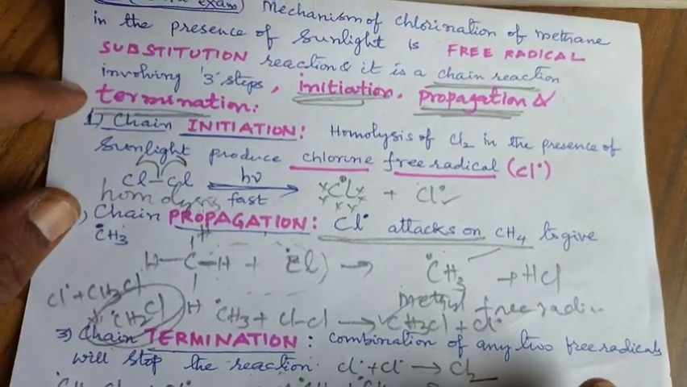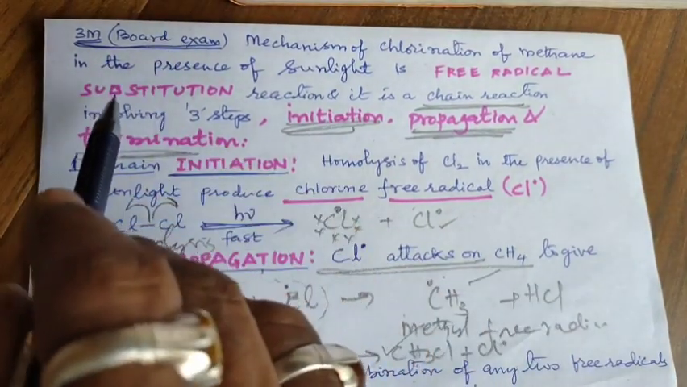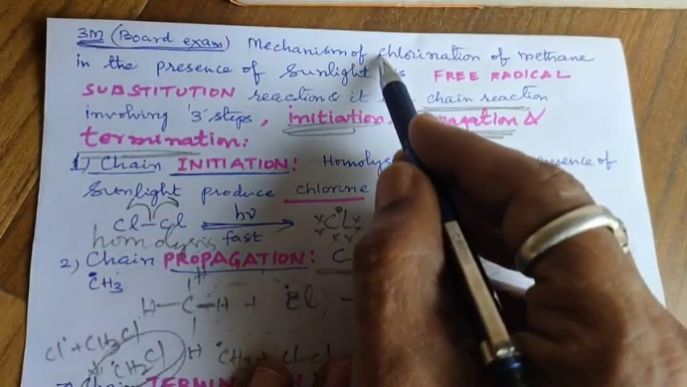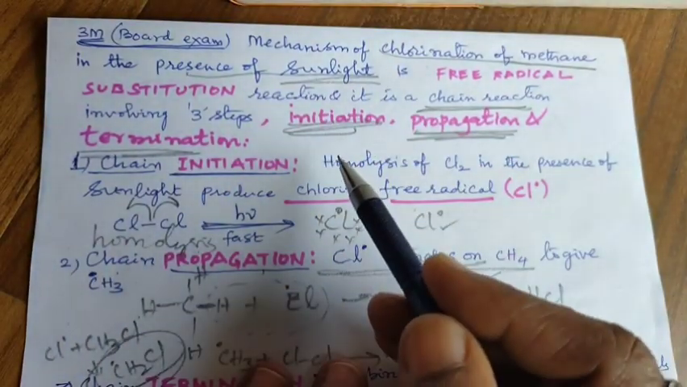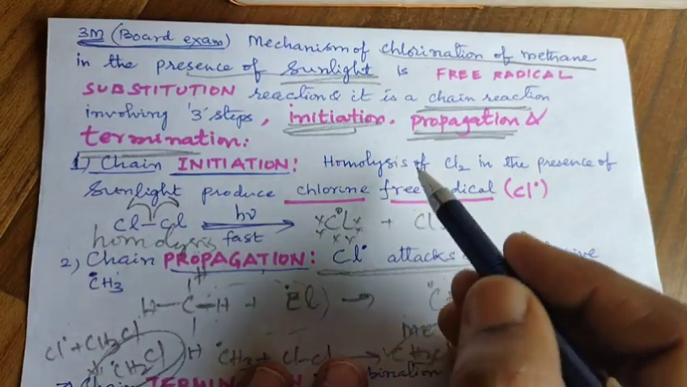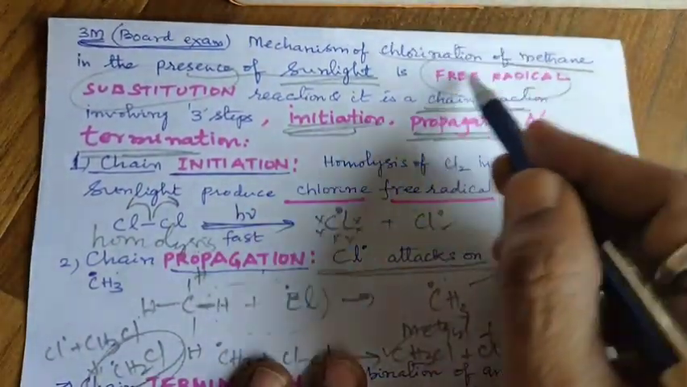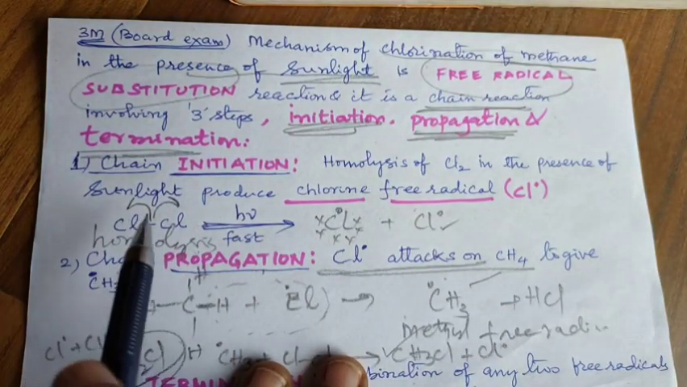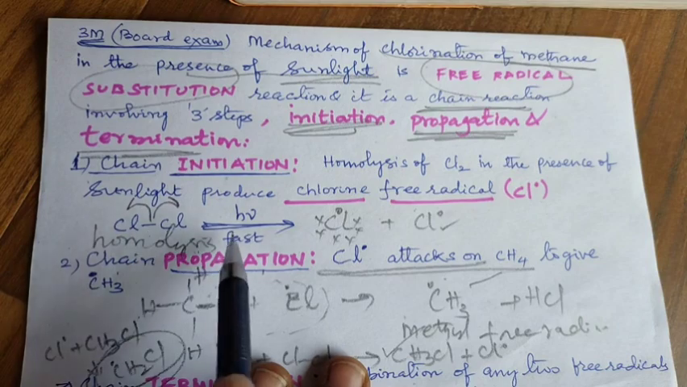So from the board point of view, what will be asked? Yes, explain chlorination of methane. Chlorination of methane in the presence of sunlight or ultraviolet rays or by heating. It is a free radical substitution. To give an example of a free radical substitution reaction, you have to take the reaction between an alkane and halogen that proceeds in 3 steps.